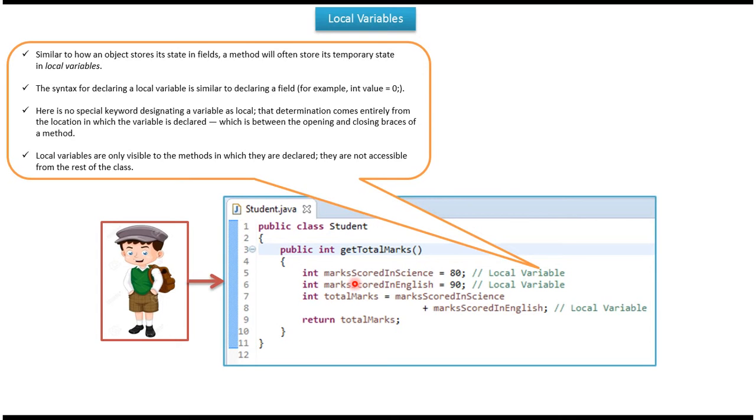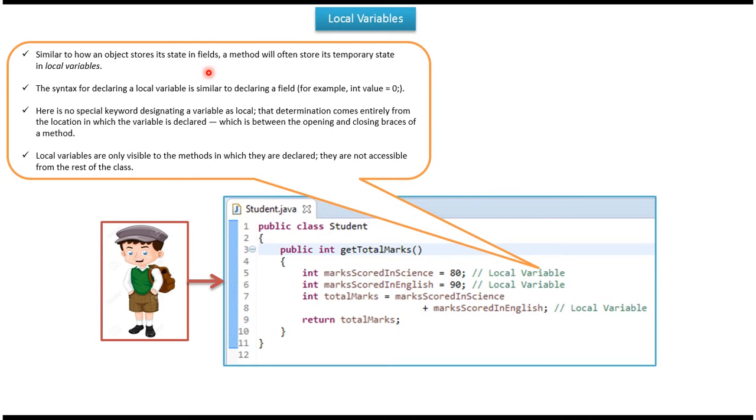In this example, marksInScience, marksInEnglish, and totalMarks are three local variables because they are declared inside the method getTotalMarks. Similar to how an object stores its state in fields, a method will often store its temporary state in local variables.